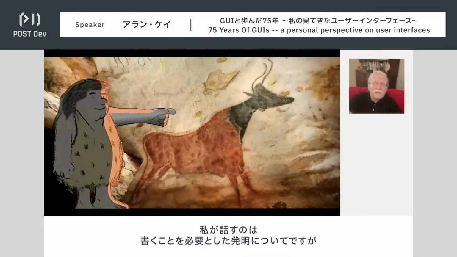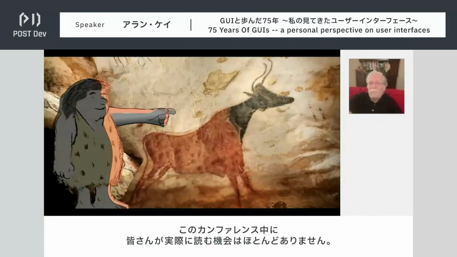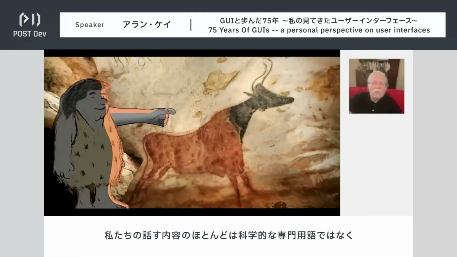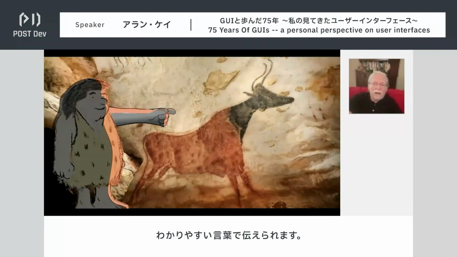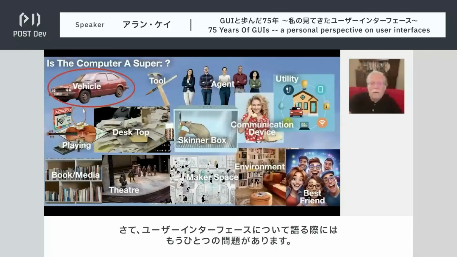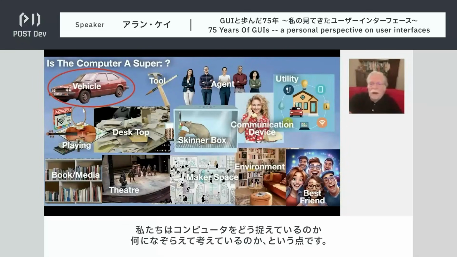And I'm doing this to talk about inventions that required writing, but none of you will be reading much during this conference. And almost everything that we're talking about will be given in common sense terms rather than the writings of science. Now, we also have a problem in speaking about user interface in thinking about what it is that we're imitating or thinking the computer is like.